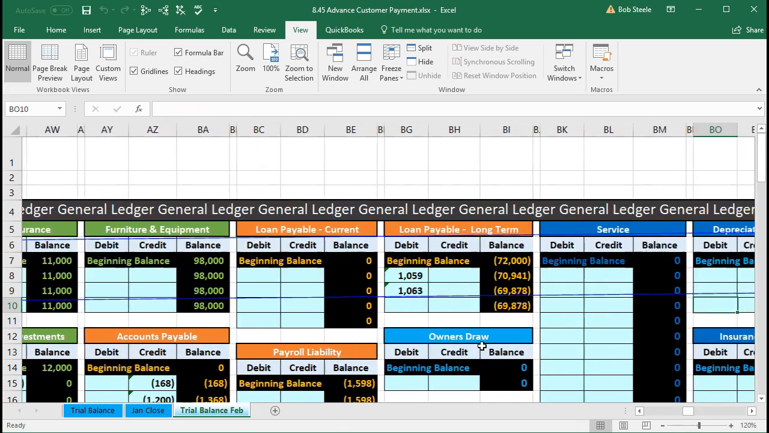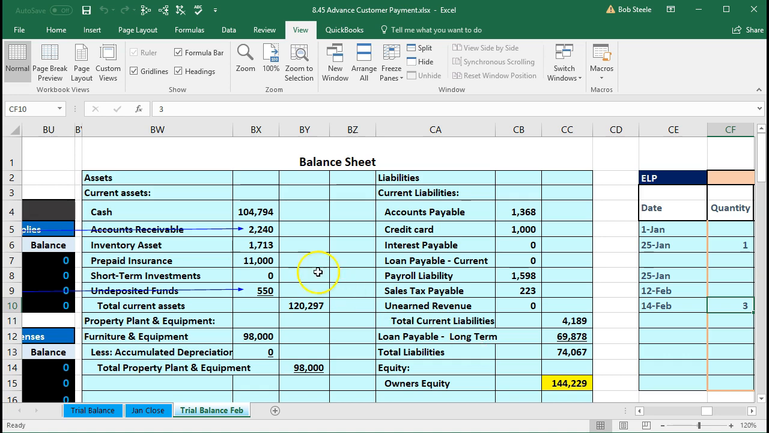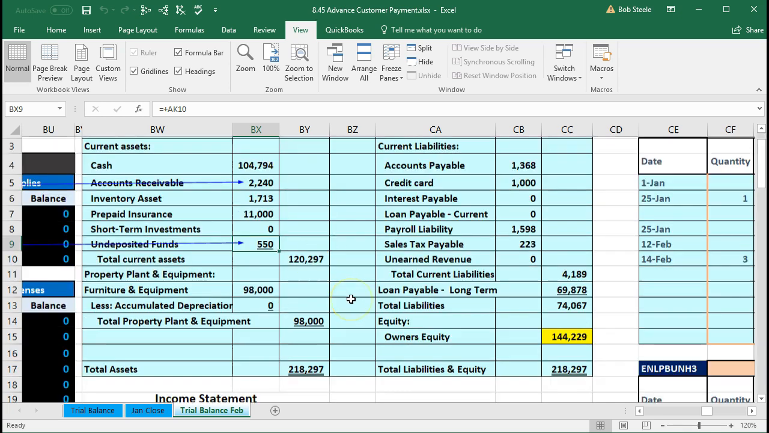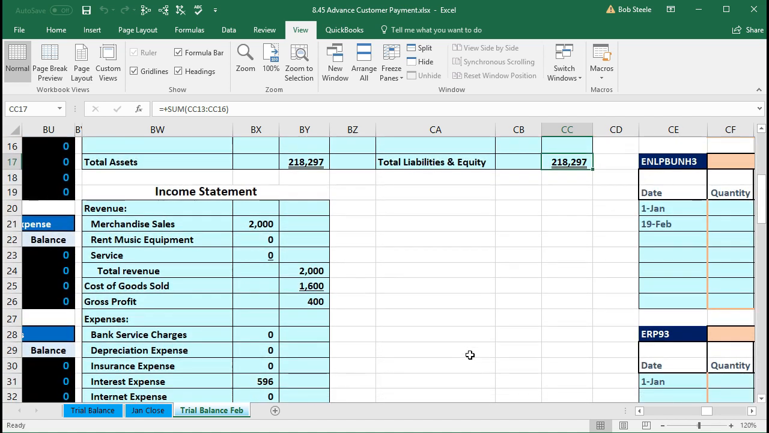We're going to scroll to the right to the financial statements that are in the columns BW to CC. And we see that the accounts receivable has been updated. That looks good. Unearned undeposited funds, 550. That looks good, although it should probably be part of cash, but we're going to break it out so we can check it out. And then we have the total assets, which also still equal the total liabilities and equity. That's good. Then we're going to look at the income statement.